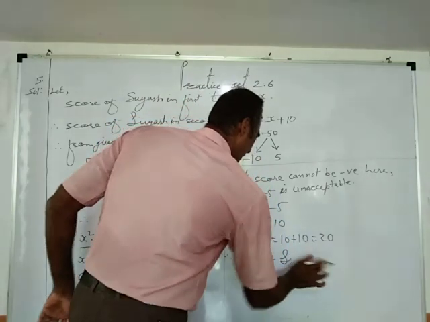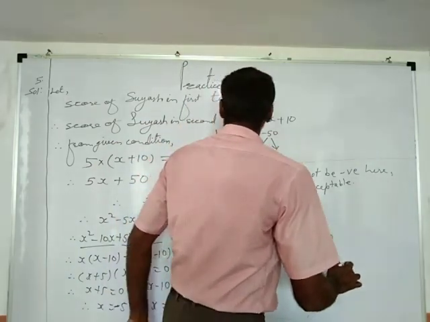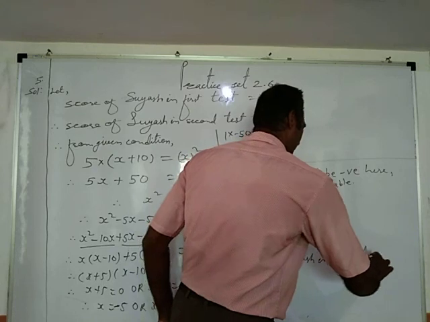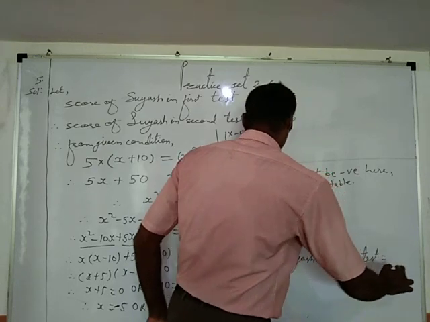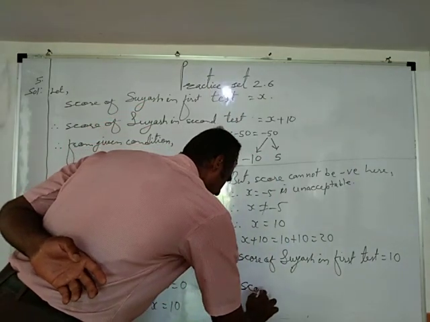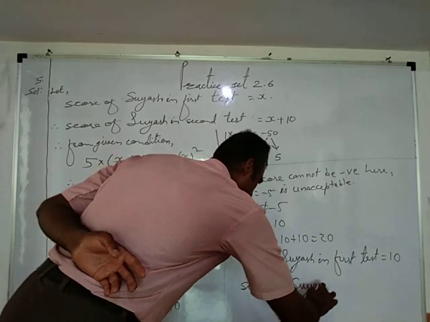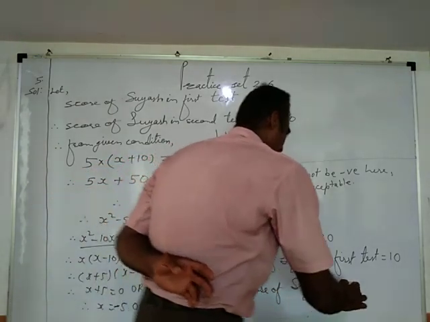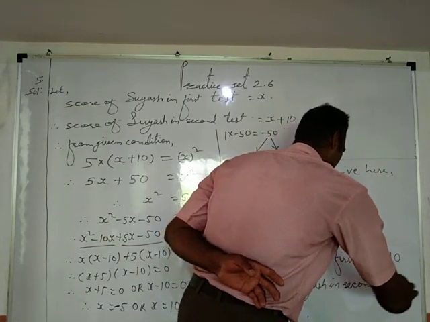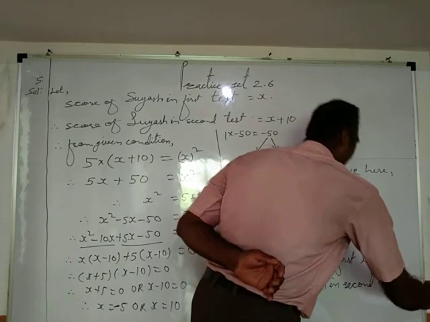And therefore the score of Suyash in the first test equals 10, and the score of Suyash in the second test equals x plus 10, meaning 10 plus 10, meaning 20.